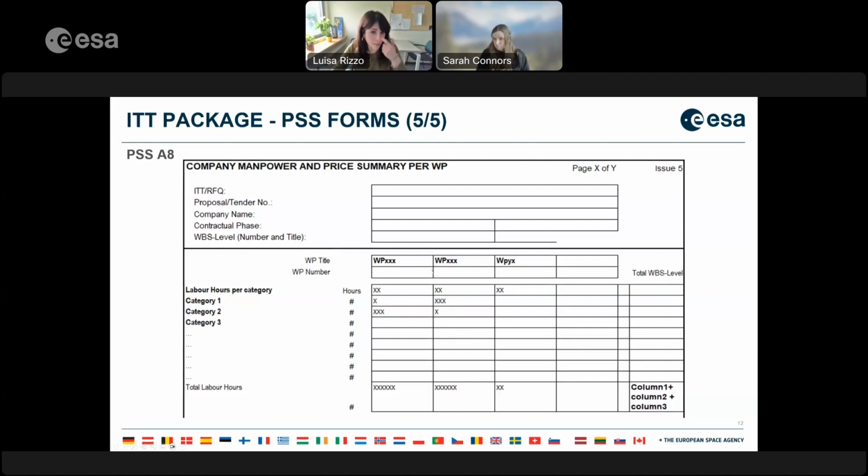Of course, here I summarize them because it's an example and a template, but of course you will be required to include as many columns as the work packages you claimed and identified in the proposals. So per each category, you will be required to fill in all the hours spent by each personnel under all the work packages. And of course, at the bottom, you will see a total labor hours per work package and at the total WBS level. So please make sure that these numbers are also consistent among the others.